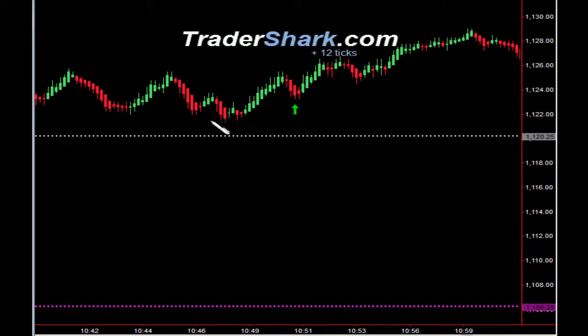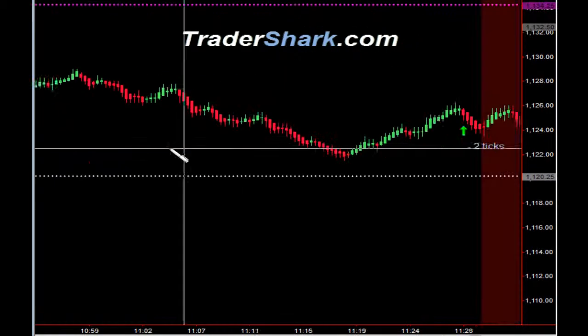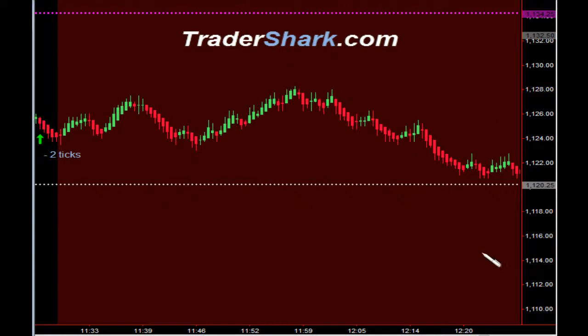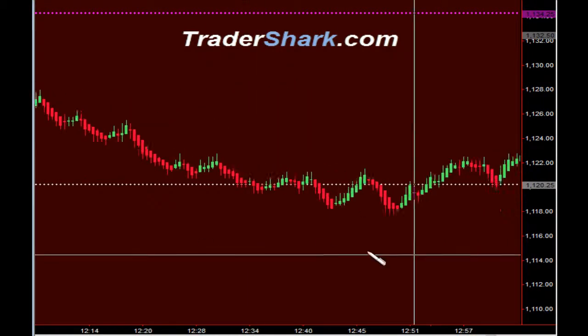Once we had our firm footing above opening price, we had an opportunity to get long. Target 1 and target 2 for 12 ticks. And then going into the no trade zone, we had one last opportunity to try to get long, and got stopped out for -2 ticks. The no trade zone runs from 11:30 until 1:15 Eastern Standard Time, a period of lower volume and higher volatility.